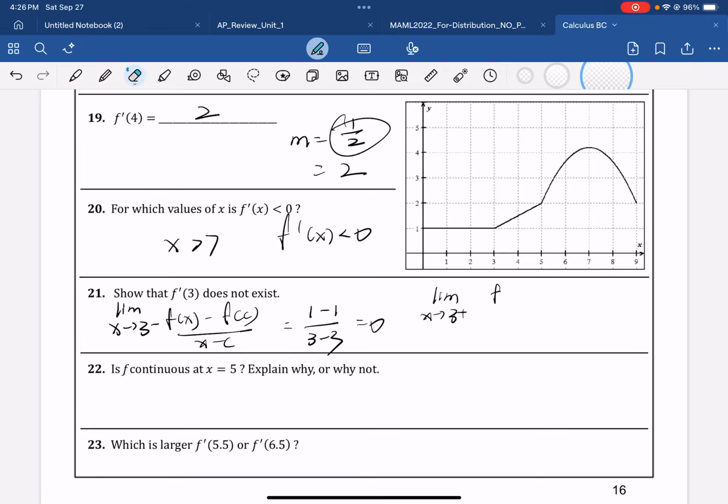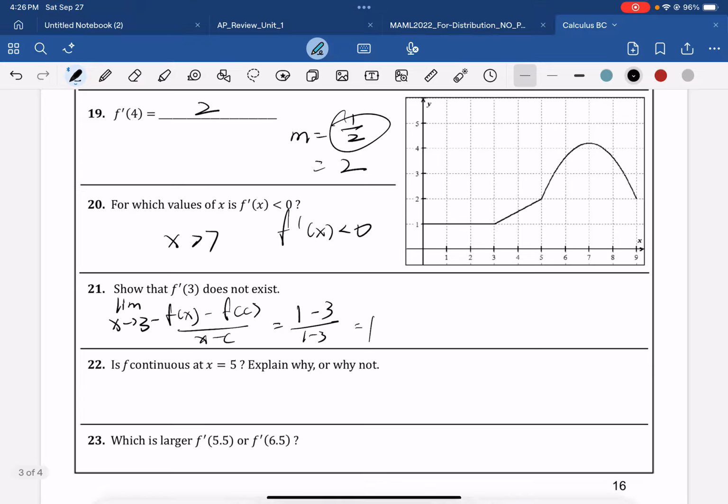Oh, sorry guys. I just found a small mistake here. For this one, f of x just goes to 1. So it's 1 minus 3 over negative 1 minus 3, which is 1. It's not like 0 over 0.